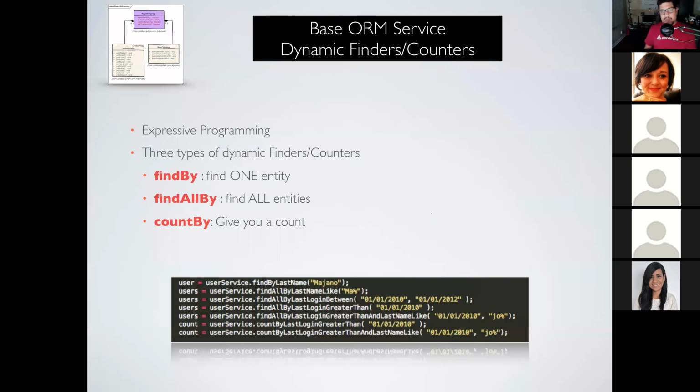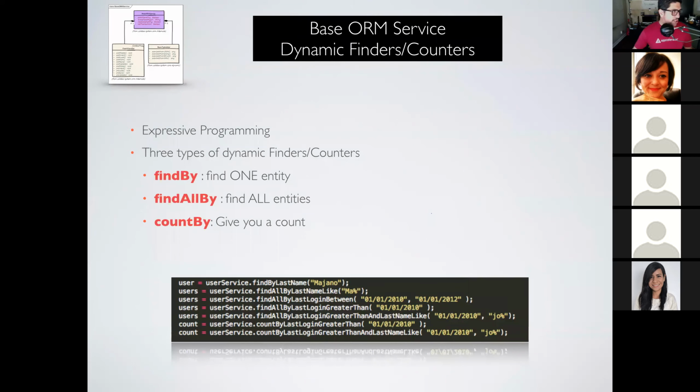I'm going to focus a little bit on the dynamic finders. We've done a lot of work on this one, especially on cborm 2. It really makes it expressive programming. There are 3 types of dynamic finders or counters. You have find by, which finds one entity, find all by, which finds one or more entities, and count by, which gives you a count. You can see some examples below.